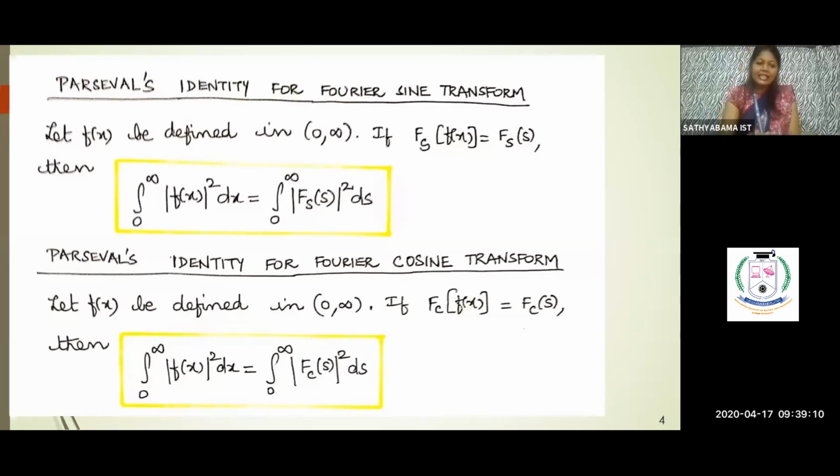Similarly, we have Parseval's identity for the Fourier cosine transform. It's exactly the same statement. The only difference is that instead of Fs of s, you will now have Fc of s, which is the Fourier cosine transform of f of x. You have to remember these 2 statements by heart: integral 0 to infinity, f of x squared dx is equal to integral 0 to infinity, Fs of s squared ds, or Fc of s squared ds if it is for the cosine transform.